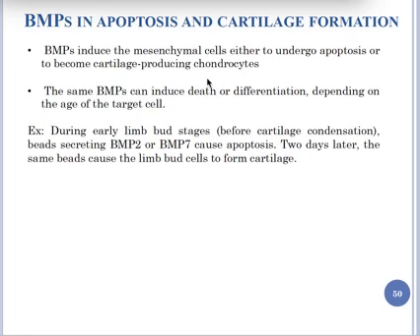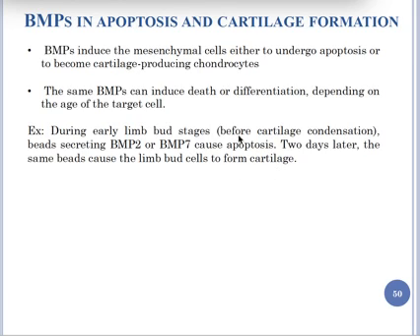So the same BMP can induce cell death or differentiation into cartilage depending on the age of the target cell. This has been explained according to this experiment. During early limb bud stages, before the formation of the cartilage, they introduced beads that can secrete BMP factors, BMP2 or BMP7, to cause apoptosis. Two days later, when they repeated the same experiment by introducing these beads to secrete BMP, the same beads caused the limb bud cells to form cartilage.